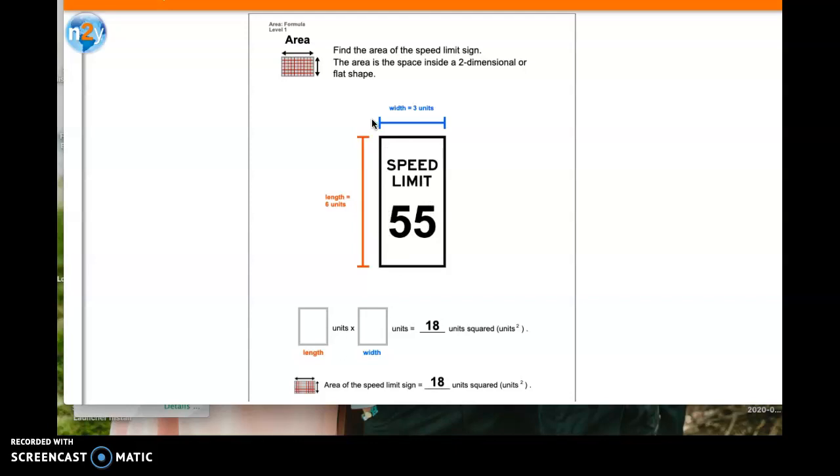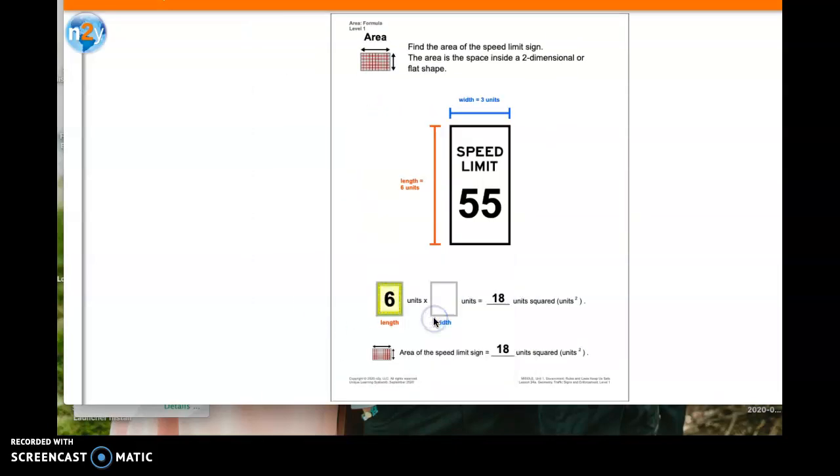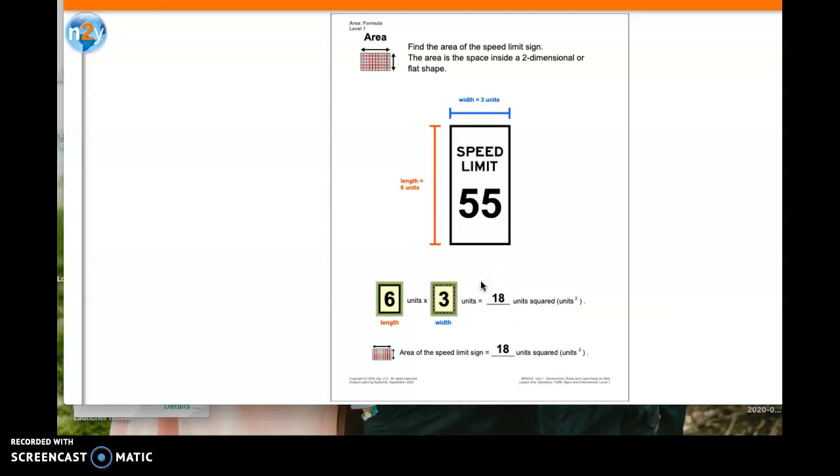So we look at the area as width and length, okay? The width is the short side and the length is the long side. It's color-coded here. That helps us figure out which number goes where in our number sentence. So we're going to put the 6 here because this is where the length goes. Then the width goes here, and we see that the width is 3.